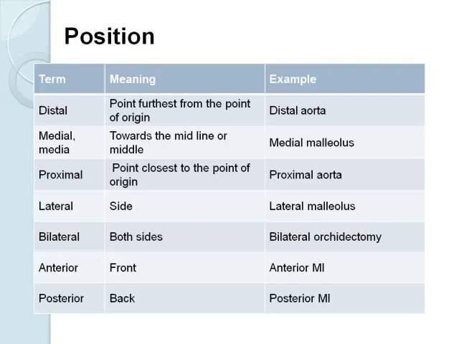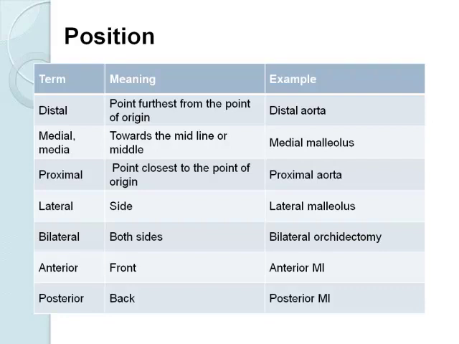Proximal aorta would be the point nearest the top of the aorta. Lateral malleolus is the side of the ankle, so it would be the outside, so the knobbly bit on the outside of your ankle. Bilateral is both sides. A man may have a bilateral orchidectomy, removal of the testes on both sides.